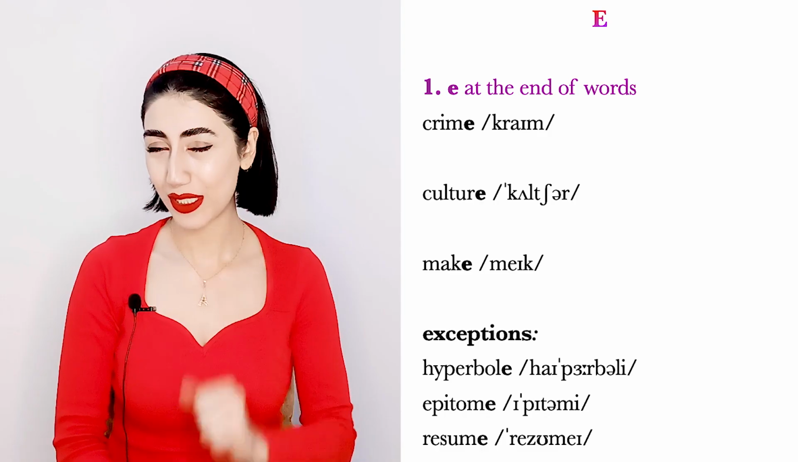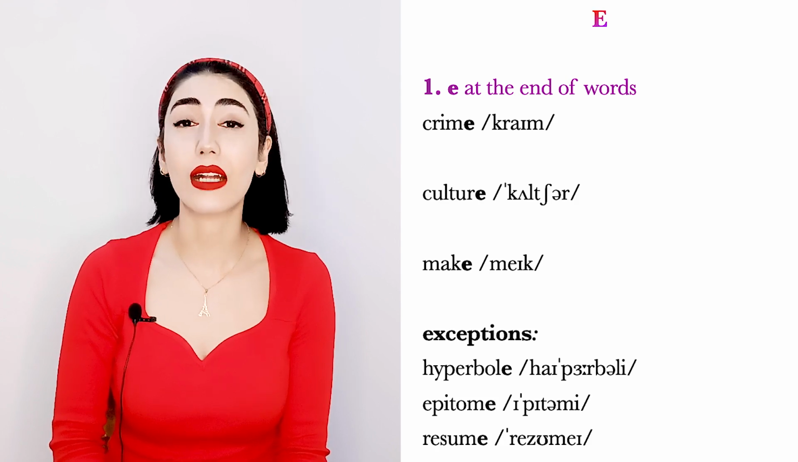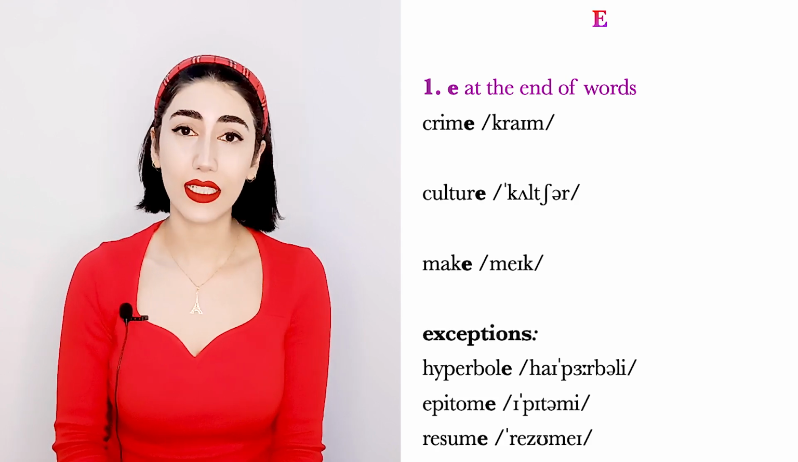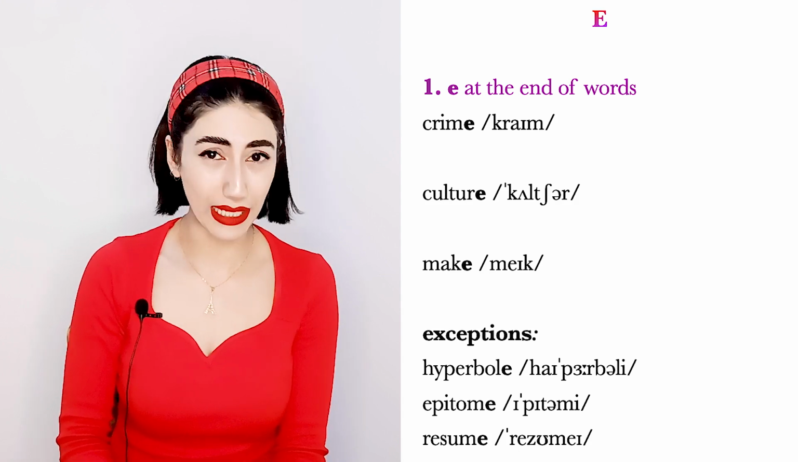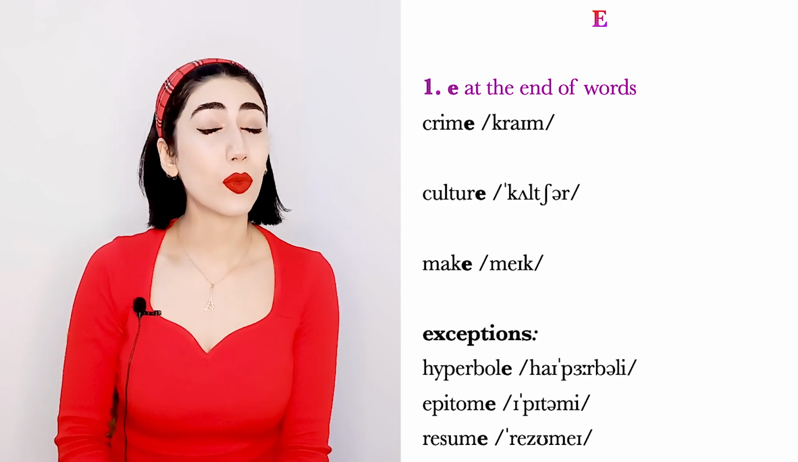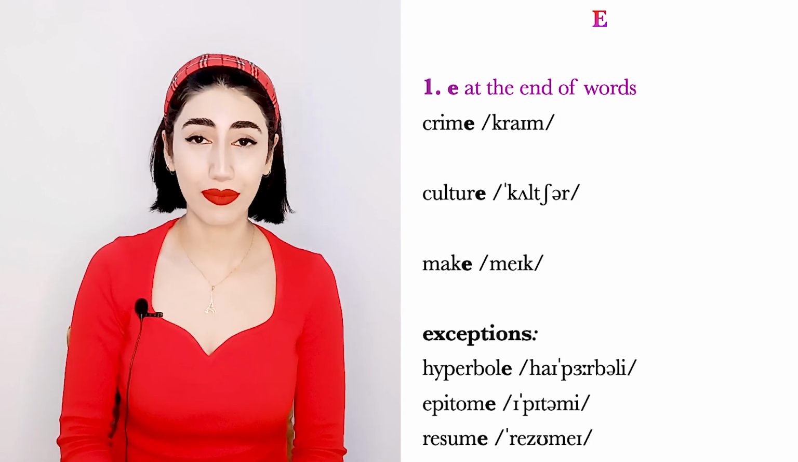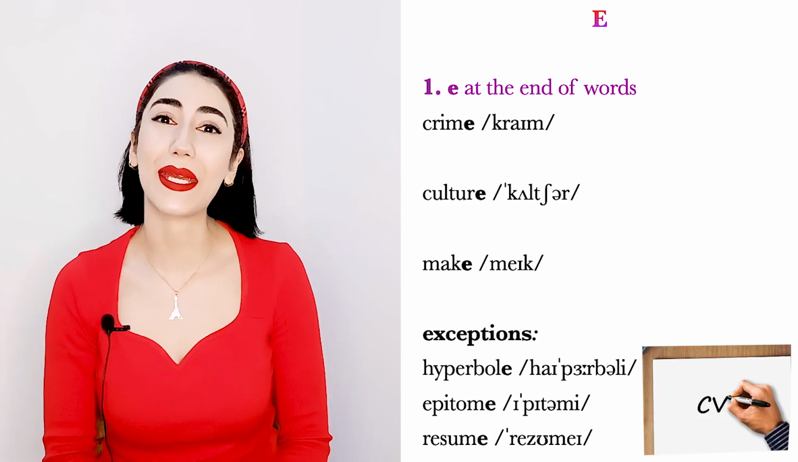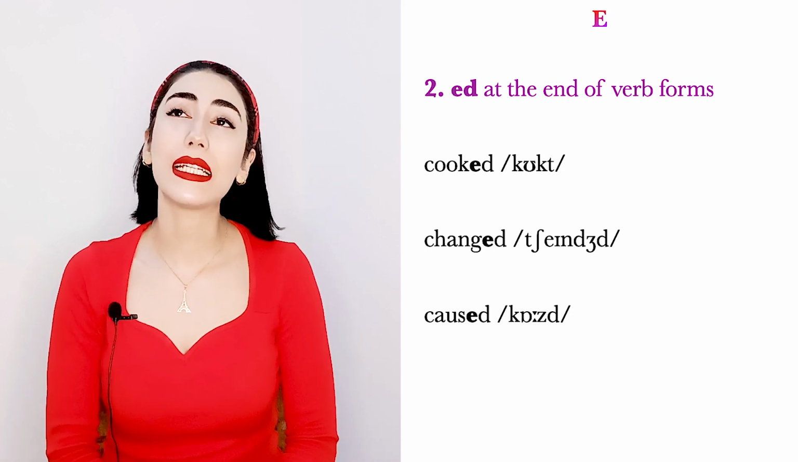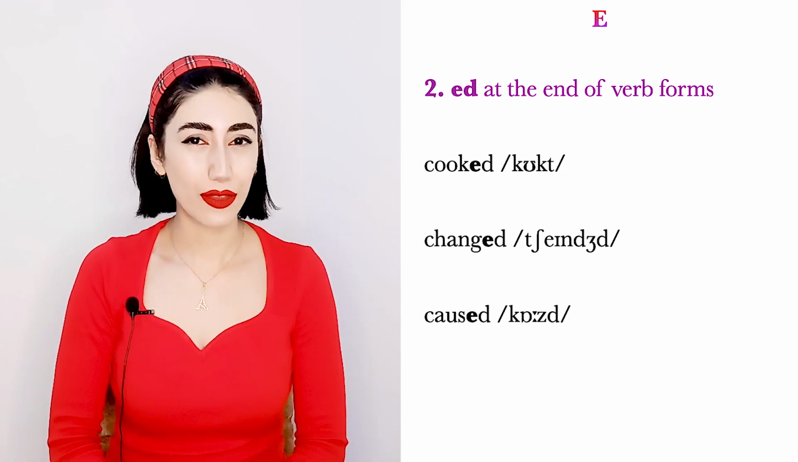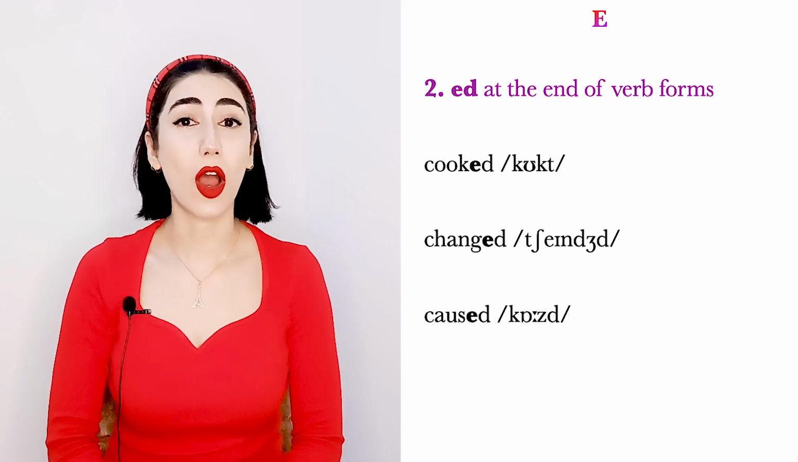E, again, 2 situations. The first one is at the end of a word, and there are a lot of this situation, like in crime, culture, make. However, there are some exceptions too, yeah? Sometimes E at the end of a word is pronounced. For example, hyperbole, epidemic, resume. So you should be a little bit careful. 2, when we have ED, mostly for the second or third part of verbs, like in cooked, changed, caused.